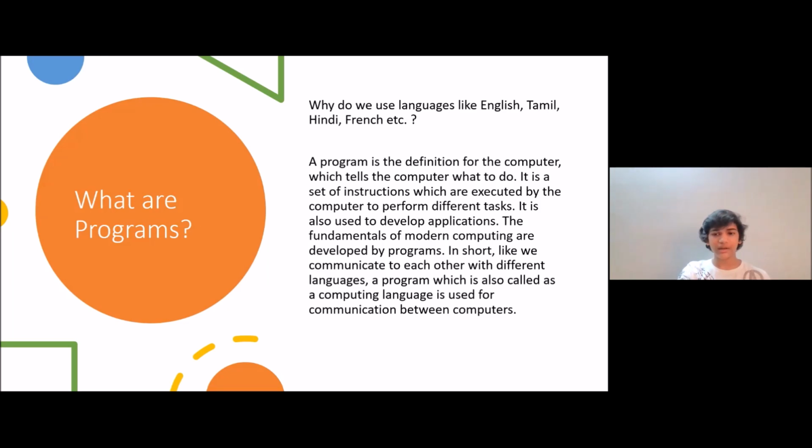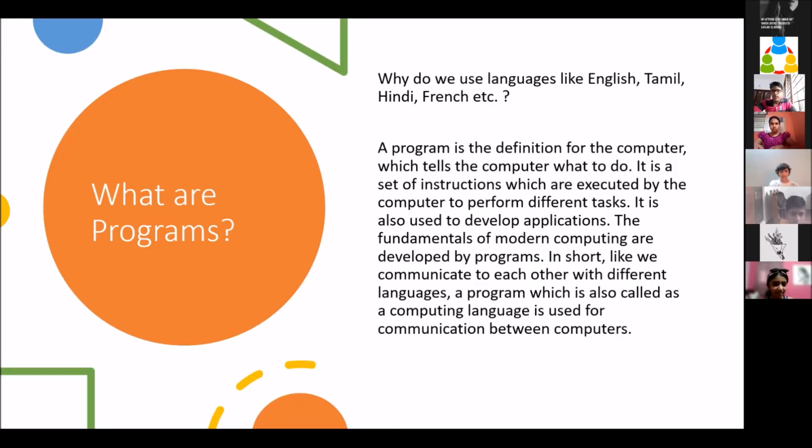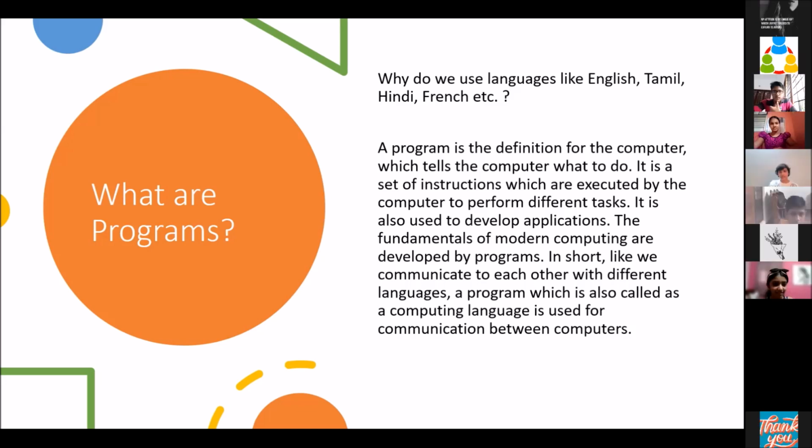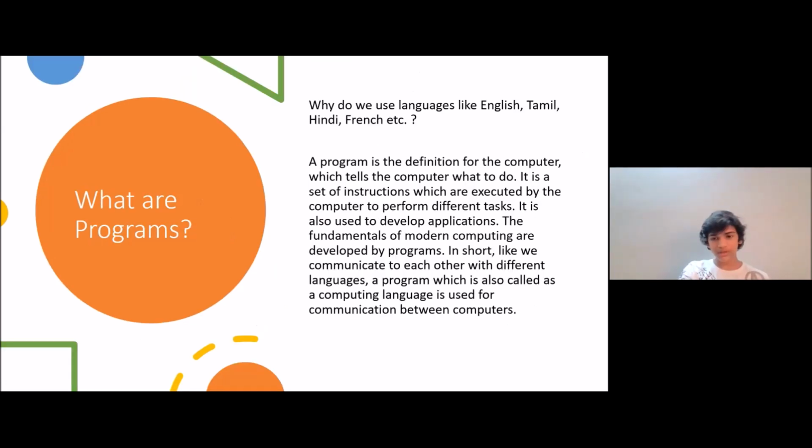In short, we can say it's a communication language, like how we communicate with each other with different languages. A program is also called a computing language. So when you say Python is a computer program, it is also a computer language. A language means communication, so a computing language is used for communication. When we write a program, it is used for communication between us and the computers. And when we run an online application, it may be used for connecting different computers.